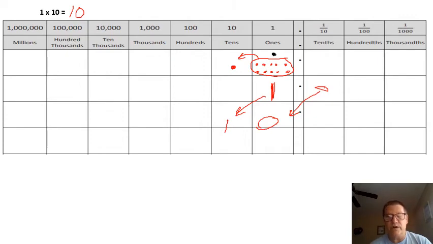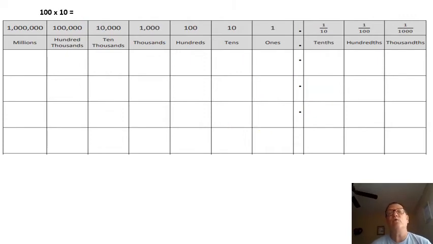Okay, let's try another one. This time we have 100 times 10. So here I've got 100. But now I'm going to multiply that 100, or copy it, 10 times. 1, 2, 3, 4, 5, 6, 7, 8, 9, and 10. And we know that when we have 10, we have to move to the next place value. So we can see that 100 times 10 is going to equal 1,000.